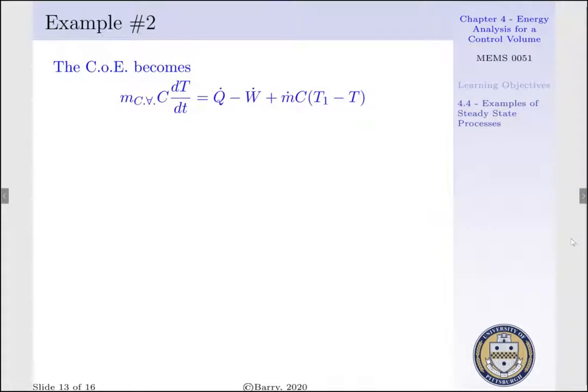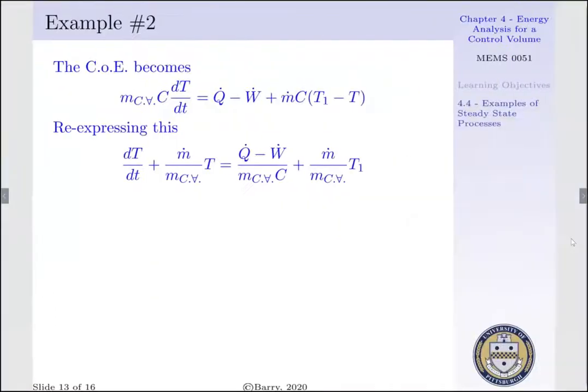Thus, our conservation of energy equation becomes the mass within our control volume times our specific heat times the time rate of change of temperature is equal to Q dot minus W dot plus M dot C times the quantity T1 less T. And what we want to do is solve for T.